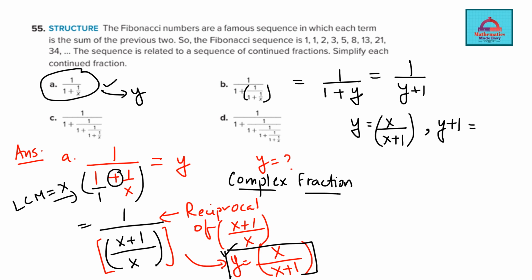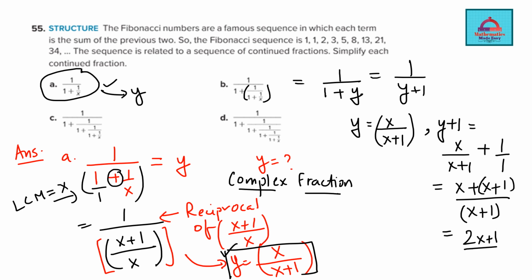So y plus 1 would be this value, x over x plus 1 plus 1. Again, we take the LCM, which will be x plus 1, and in the numerator this is x plus, since there is no denominator, it is 1, so the same. Combine now, x with x gives you 2x plus 1 over x plus 1. So this is the value, don't get confused, of y plus 1. You have to be very careful. Change color again. So this is the value of y plus 1 which we have got.